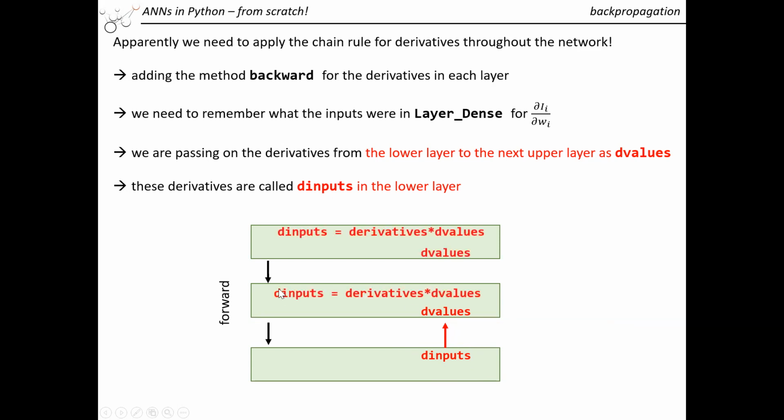Then we multiply this with the inner derivative. So it's a product of the first outer derivative and the inner derivative, which gives us a new product. And we propagate this product back to the next uppermost layer as d values again. And these d values are already a product from the previous layer. That's what you can see here.